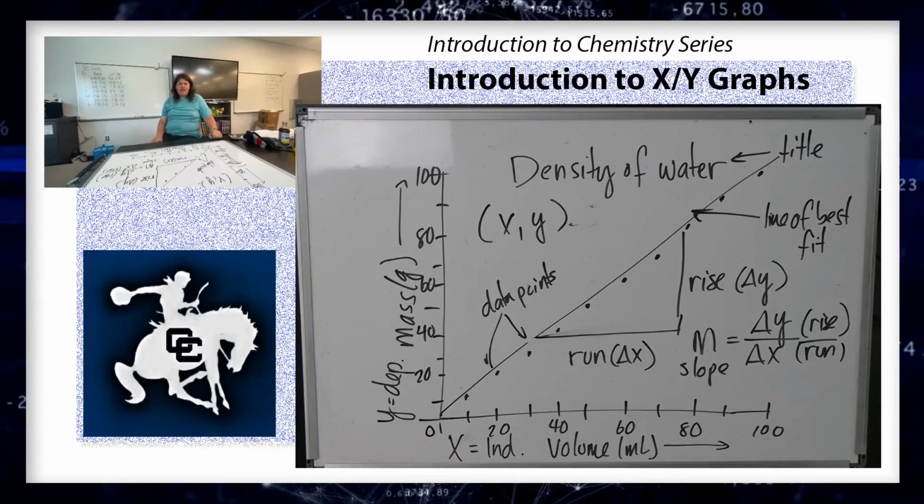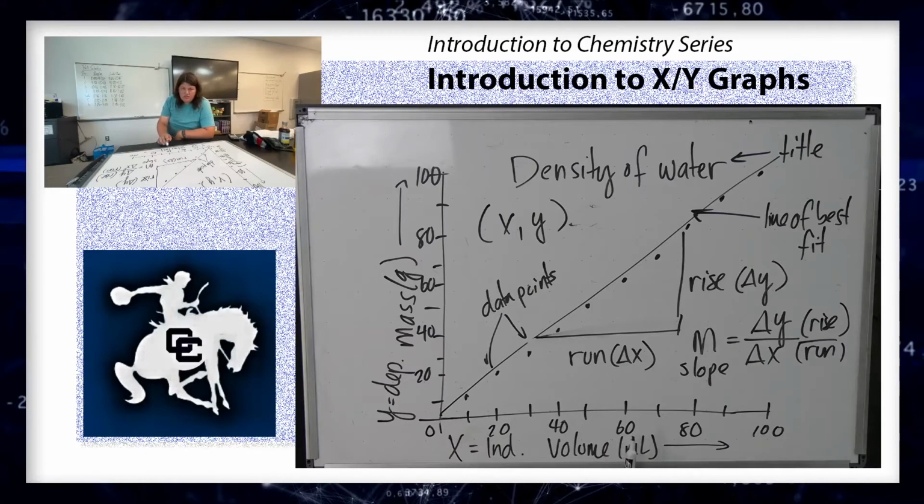Every graph needs a title. In this case, we're graphing the density of water. The graph gives us information about the change and the relationship of the two variables. To draw a graph, we're going to put data points on the graph based off our data. Our data points are shown here on the graph, indicating a change of volume versus mass.